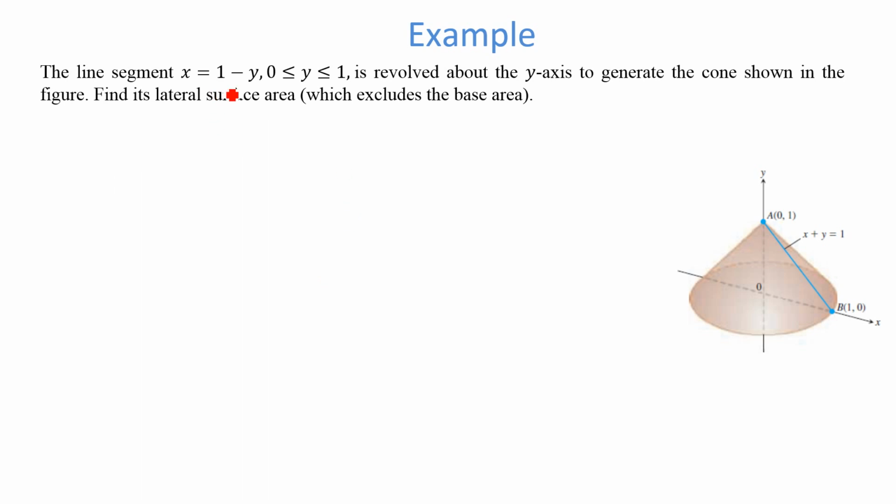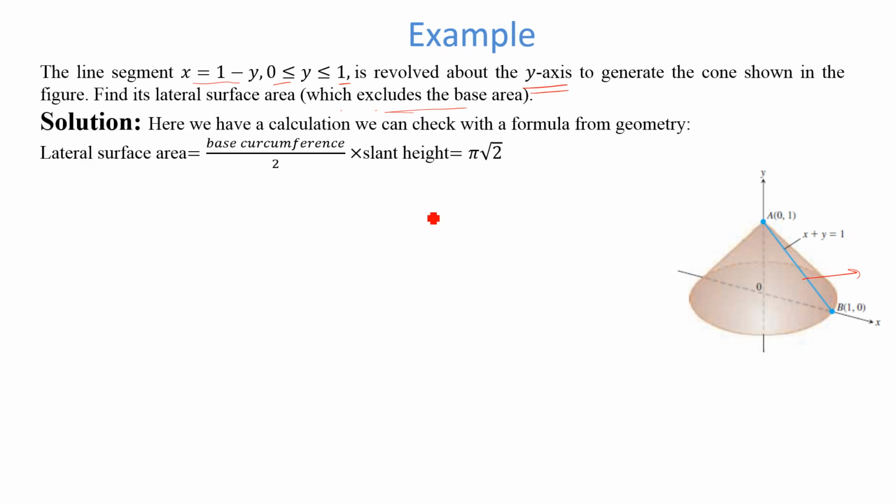Now next question, the line segment x is equal to 1 minus y, where y lies between 0 and 1. So our lower limit is 0, upper limit is 1, and it is revolved around the y-axis. So x is equal to 1 minus y is revolved around the y-axis to generate the cone shown in the figure. Find the lateral surface area, which excludes the base area. So we just have to find this area of revolution. We are not going to find the base area.